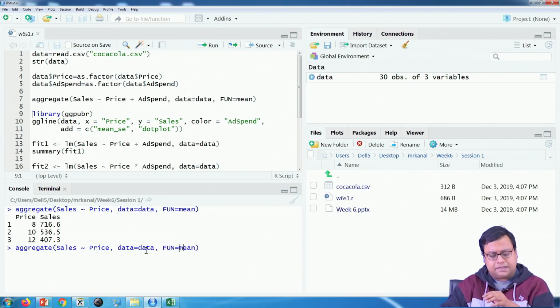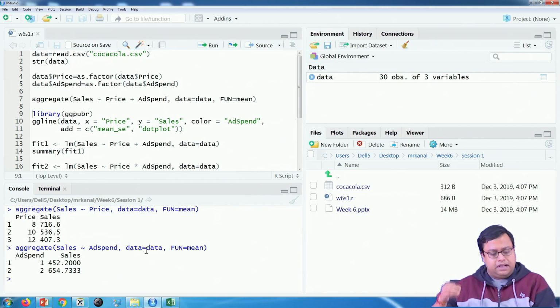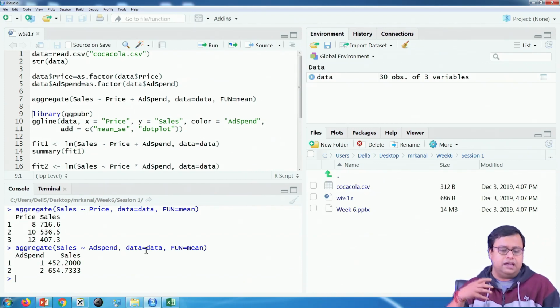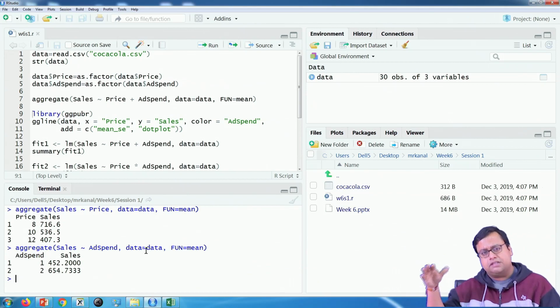Similar thing if I do it for ad spend. The ad spend expenditure goes from 3000 rupees per retail store to 5000 rupees per retail store. The sales value also goes up from 452.2 on average to 654.733 on average. So, the ad spend goes up, the sales goes up. These are the two obvious results, so there is nothing new here. We all know that if I reduce price, my sales will go up, and if I increase my ad spend, my sales will go up.